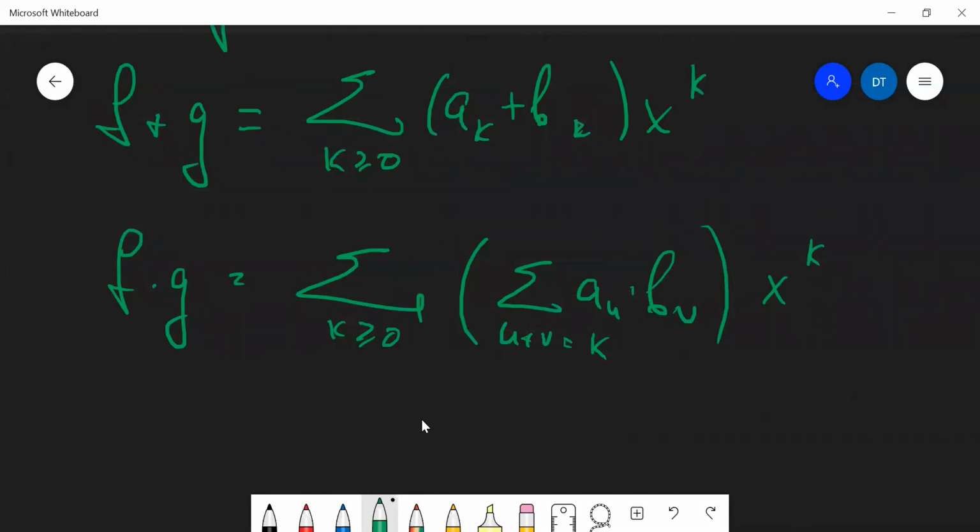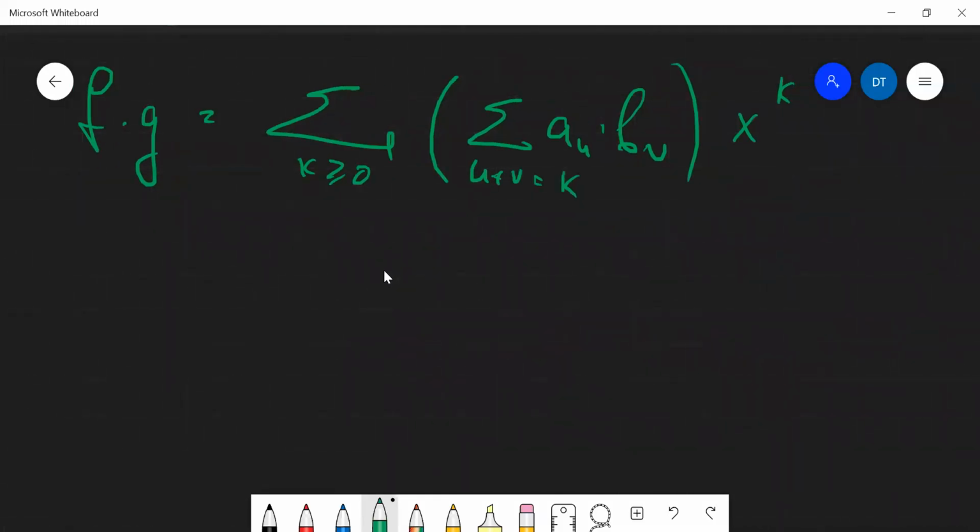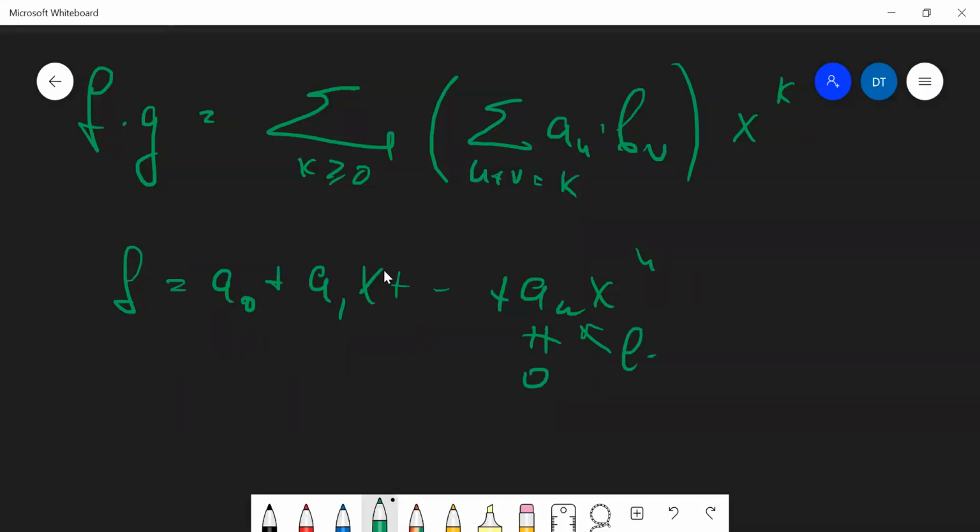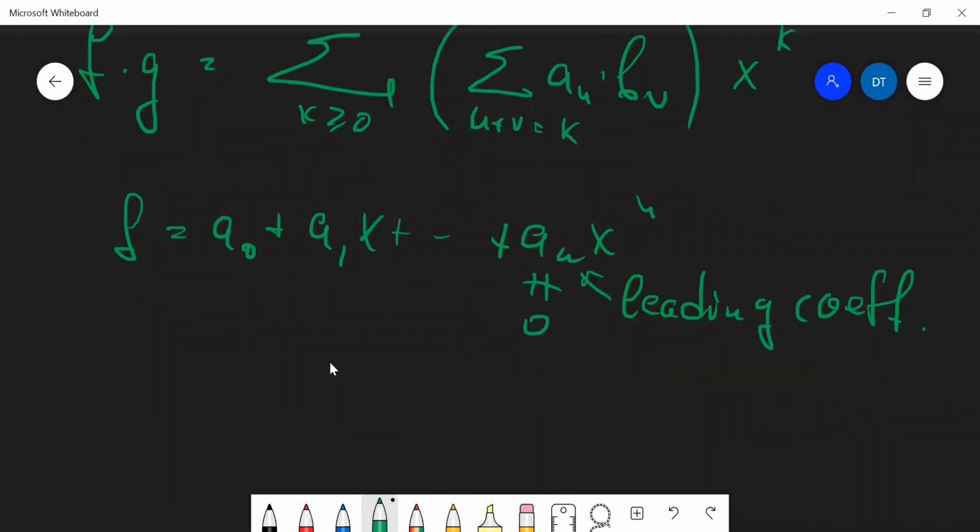Now, if we present our polynomial f in this form, and additionally this coefficient is non-zero, we will say that this is the leading coefficient. And in this case, we say that the degree of the polynomial is n. So the degree is just the number of the highest power that appears in our polynomial.